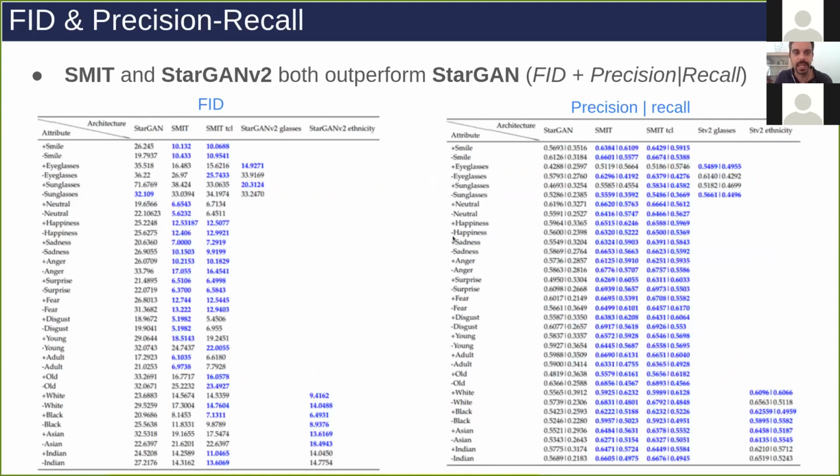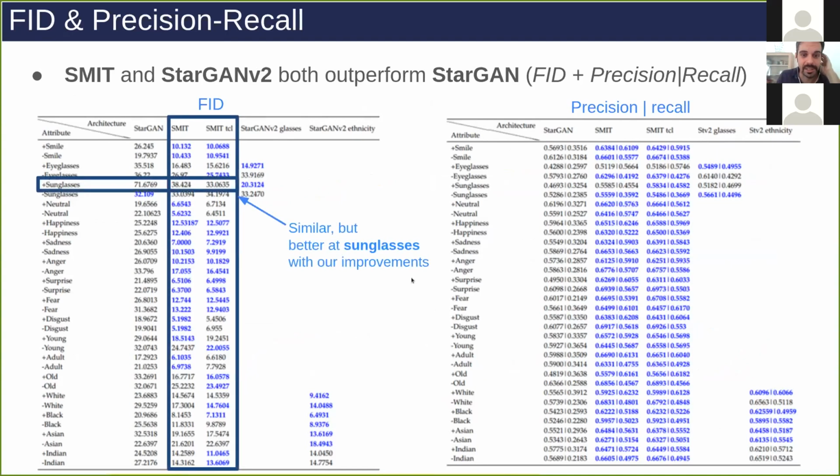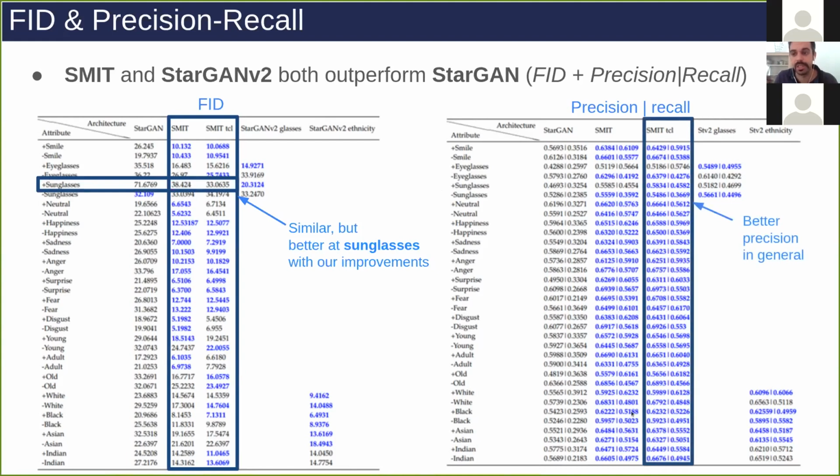Now, regarding realism, there are 2 typical metrics that are used for measuring how realistic the images are. One is the Fréchet inception distance. And the other one is the precision and recall of the distributions, of the real and synthetic distributions. So in the case of Fréchet inception distance, we can see here that they are mostly similar, using the triple consistency loss and without using it. But at sunglasses, you can see that we improve quite a lot. There are 5 points less of FID. And in the other case, with precision and recall of the synthetic and real distributions, we see that we have better precision in general. So it's also satisfactory at this point.